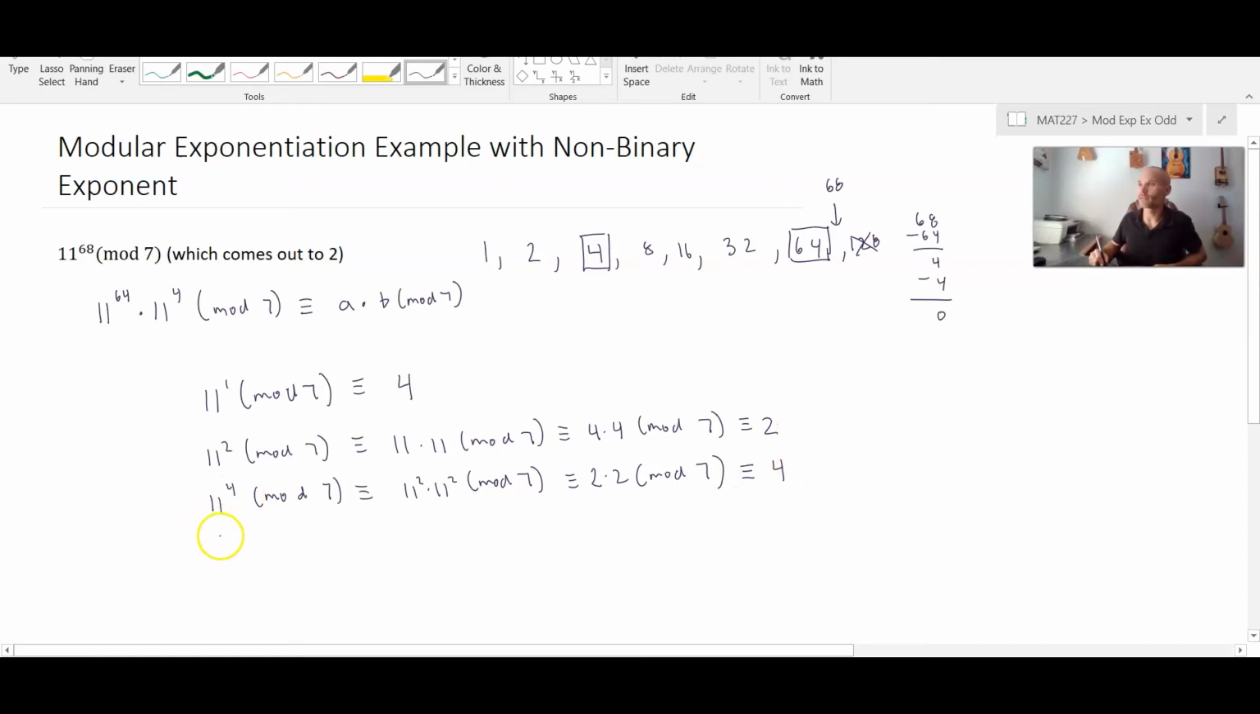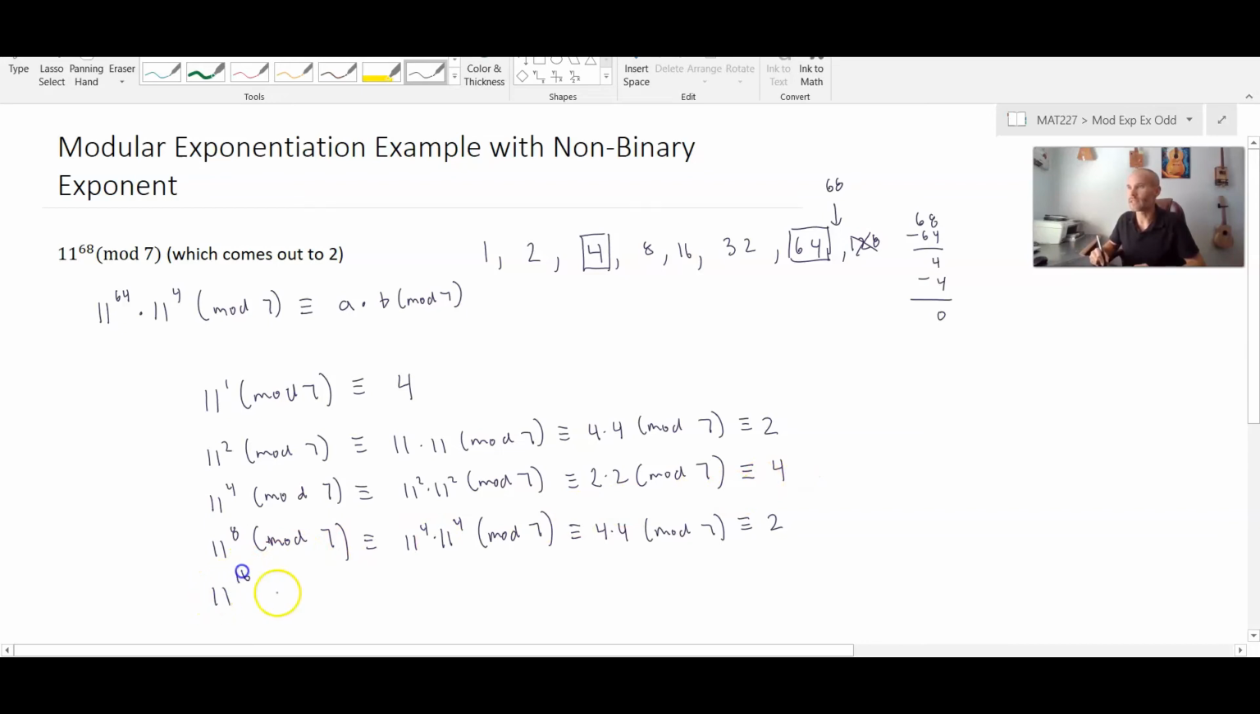And now we'll proceed. We'll take 11 to the 8th mod 7, which is congruent to 11 to the 4th times 11 to the 4th mod 7. And 11 to the 4th mod 7 is 4, so we get 4 times 4 mod 7. And that's 16 divided by 7 leaves a remainder of 2. All right, we keep going.